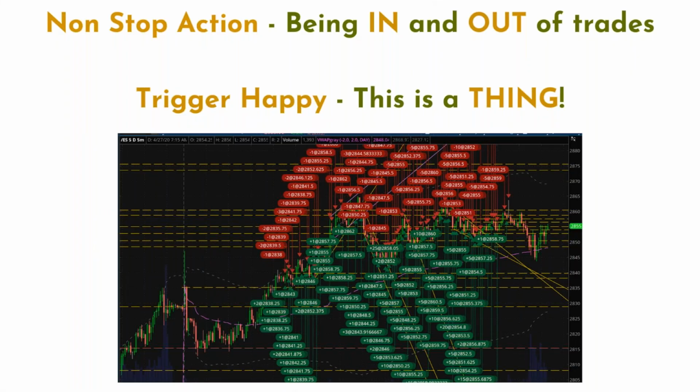The other massive misconception is non-stop being in and out of trades. Okay, we all know this. We've all been there. We've all done this. It's called trigger happiness, and it is a horrible thing. When I first began, I used to trade like 30 or 40 trades within one session, which lasted like 2 hours. Totally unsustainable. I totally lost money on the commissions if I was even making money at all.